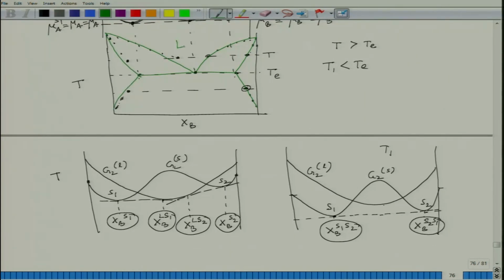So, this is my liquid, this is solid 1, this is solid 2, this is S1 plus S2, this is solid 1 plus liquid, this is solid 2 plus liquid. So, these are the equilibrium phases, and this diagram is nothing but the eutectic phase diagram, and this is the eutectic temperature.